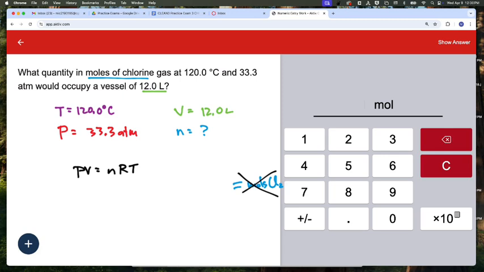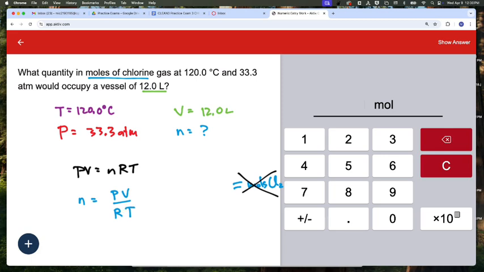Okay? P is pressure. V is volume. n was our moles. R we'll come back to. T is temperature. Okay? This is an equation that I could now manipulate and change. If I want to solve for the moles, I have to then say n equals PV over RT.